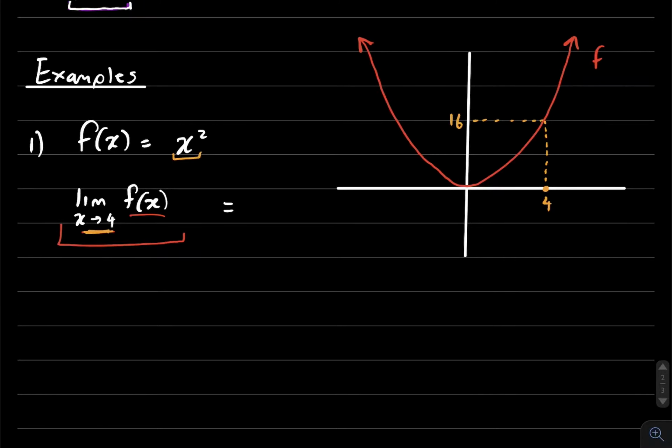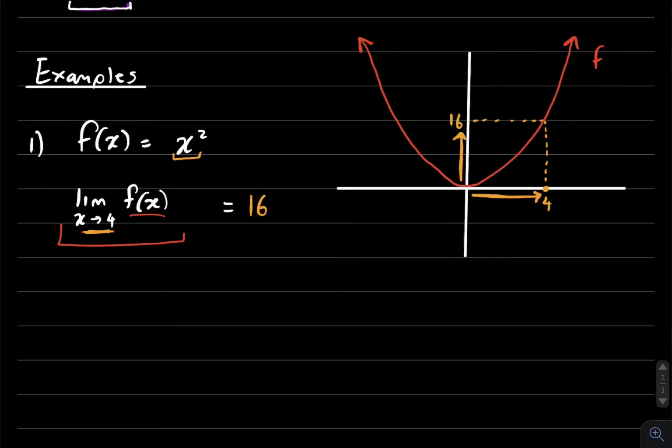As x gets closer and closer to 4, y is getting closer and closer to 16. Remember that y is f of x. They are the same thing. So as x goes to 4, y goes to 16. So this limit will be equal to 16.